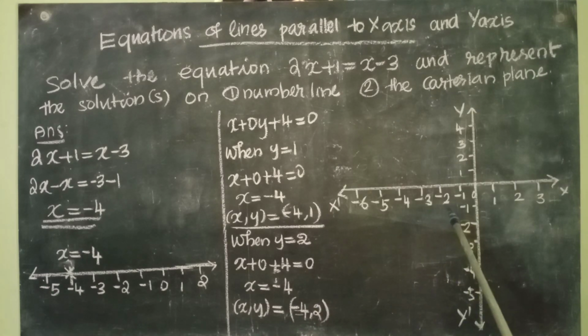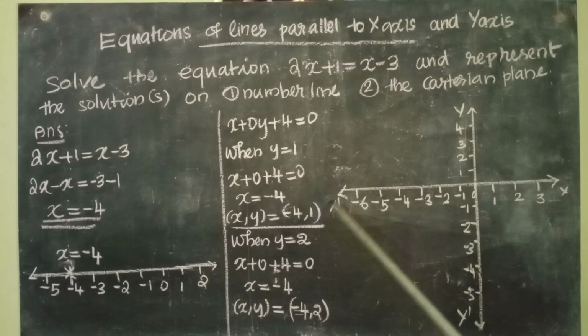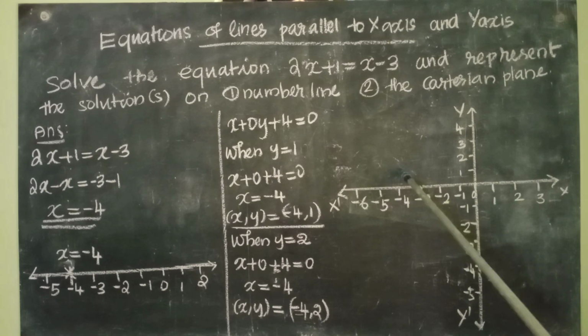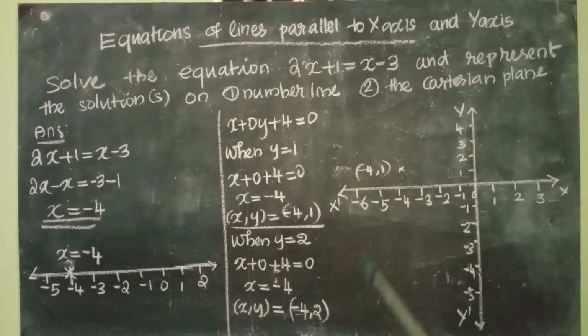So I have drawn the Cartesian plane. Now we can represent the points on the Cartesian plane. First point: (-4, 1). X coordinate -4, y coordinate 1. The x coordinate -4 is this point. Then y coordinate 1, so 1 unit up. This is the point (-4, 1). So I plotted the point (-4, 1).